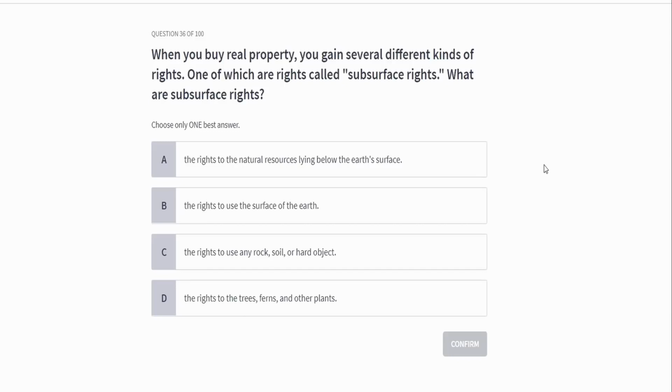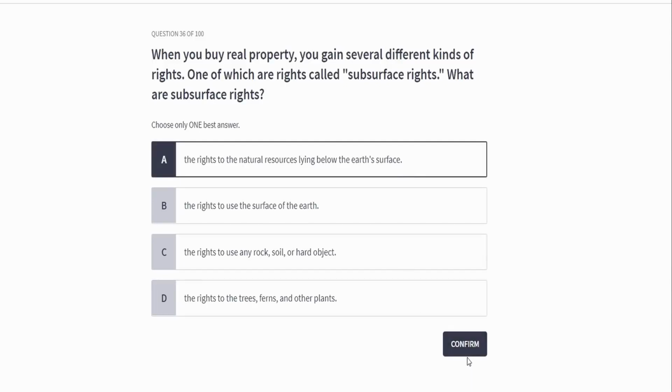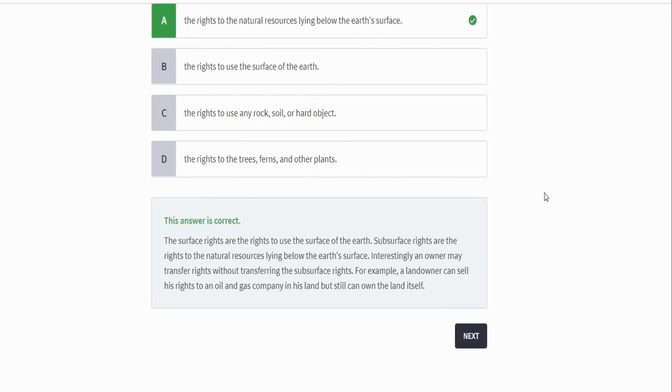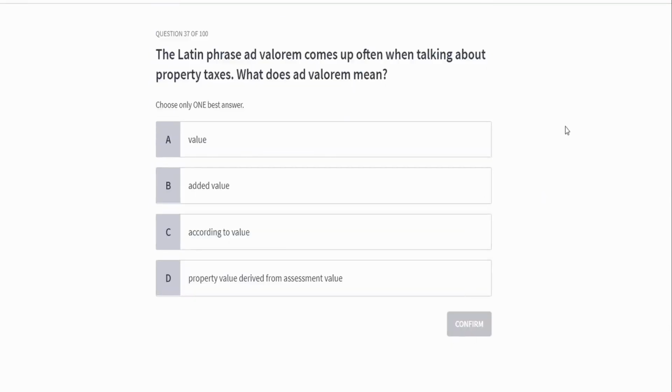All right, so I won't give you too much time on that one because we did go over surface rights earlier, so you should be familiar with subsurface rights. So what is our correct answer? What are subsurface rights? That is going to be A. It is the rights to the natural resources lying below the Earth's surface. So again, surface rights, what we discussed earlier, are the rights to use the surface of the Earth. Subsurface rights are the rights to the natural resources lying below the surface. Interestingly, an owner, as we discussed earlier, may transfer rights to the subsurface without transferring the surface rights, and vice versa. So, simple as that.